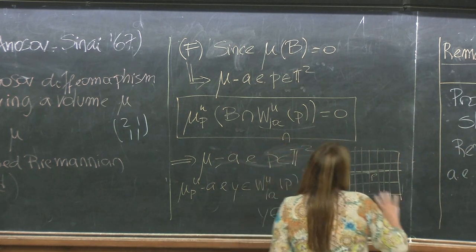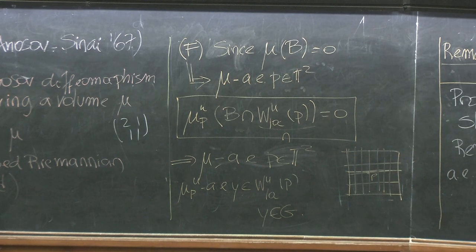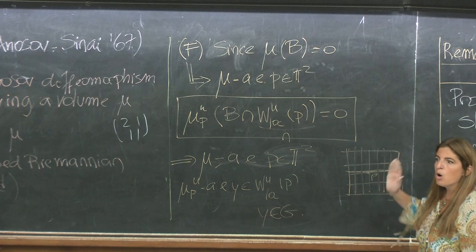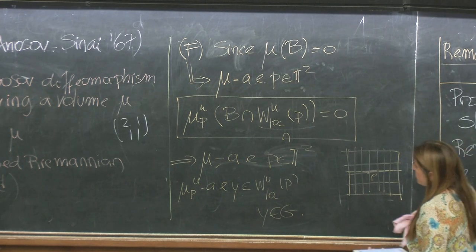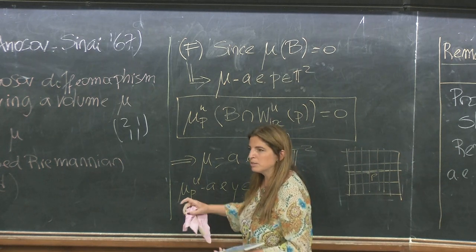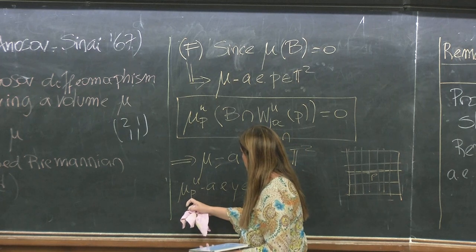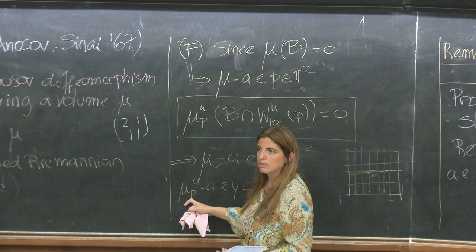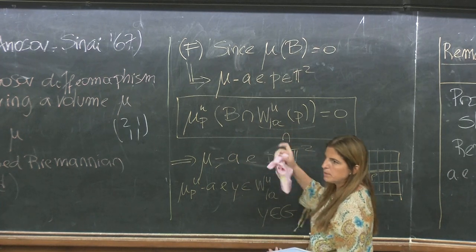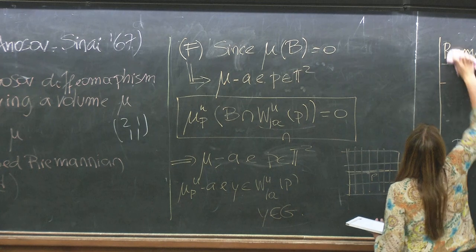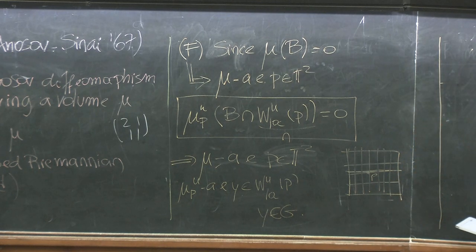So we have that for almost every point in the torus, if we take the local unstable manifold, almost every point in this local unstable manifold is going to be a good point. Okay? So it's a good exercise, though it requires some care, that you can also assume that P is a good point. Not only almost every point in the local stable manifold, but you can also assume that P is a good point. It's a nice exercise. You can also use Fubini. Okay, but now we proceed exactly as in the previous lecture.